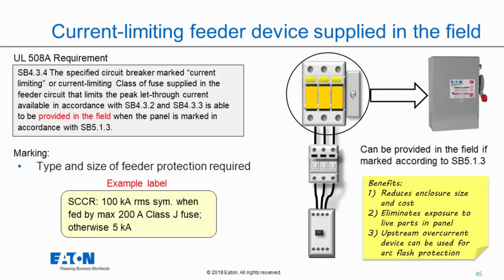So you can absolutely design your panels this way, where you have the upstream disconnect outside of the panel to help you with arc flash and shock hazards, and still take advantage of the current limiting device in there to help you achieve a high short circuit current rating, provided you label it this way.